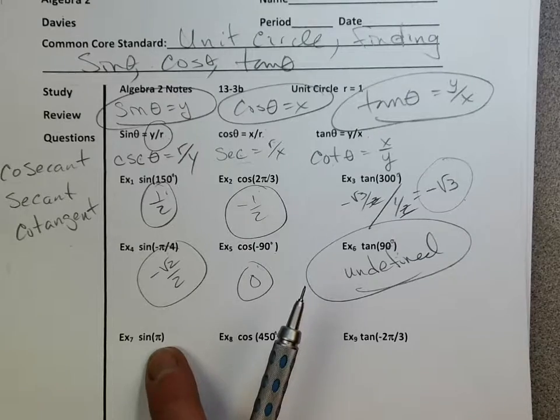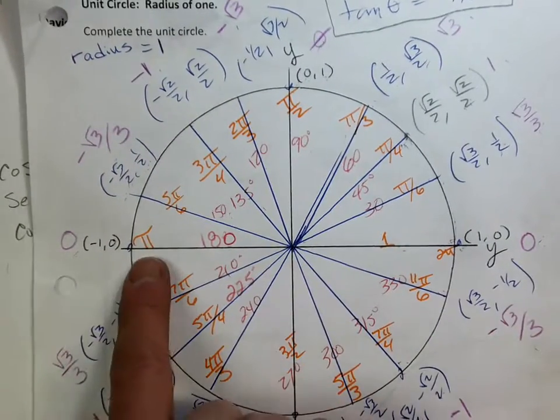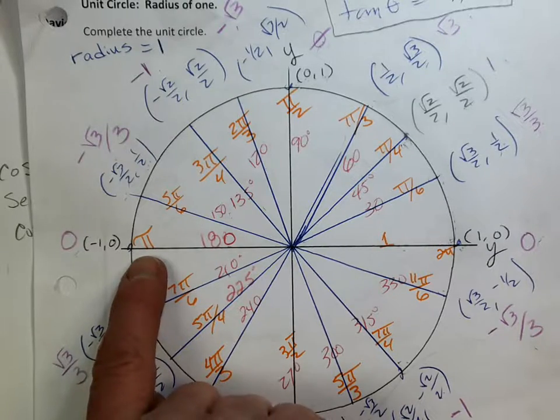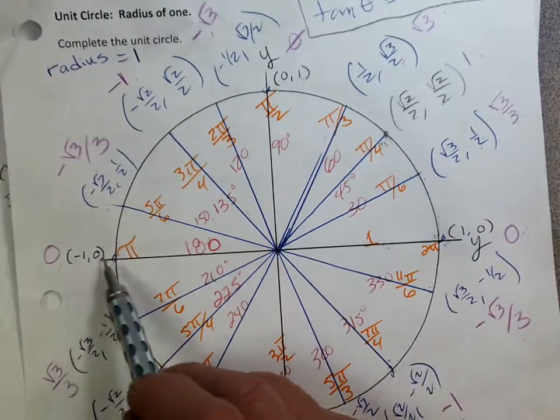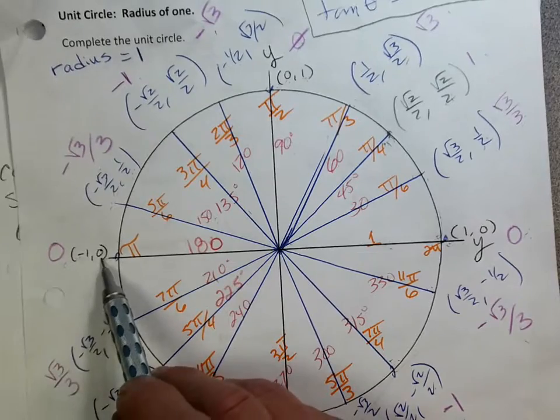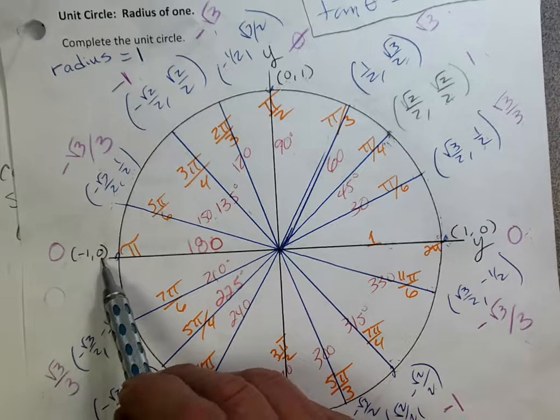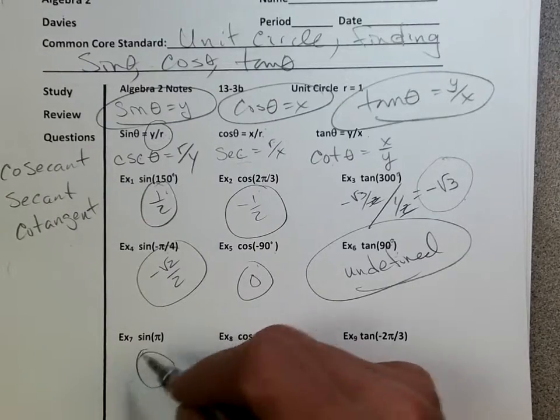Sine of pi. So let's go to the angle pi. Okay, Garrett? Where's pi? Right there. Sine is the y value of the coordinate. So I've got x, y, x, y. What's my answer? It's the y value. It's got to be 0 because sine is the y. So it's just 0.